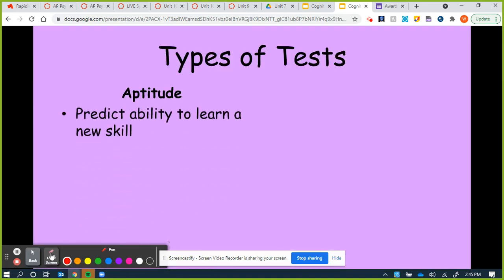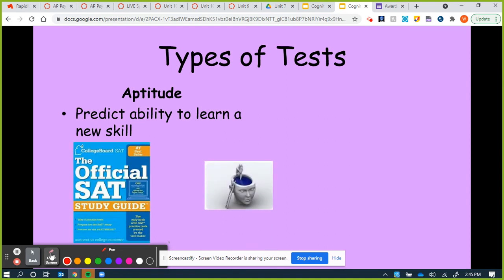All right, intelligence tests. 2 types of intelligence tests. Aptitude test is something that would predict how well you can learn something new or how well you are going to do in something. So the SAT and the ACT are aptitude tests. They're supposed to predict how well you're going to do in college. There's a moderate correlation. They predict relatively well how well you'll do your freshman year, but after that, not quite so much.